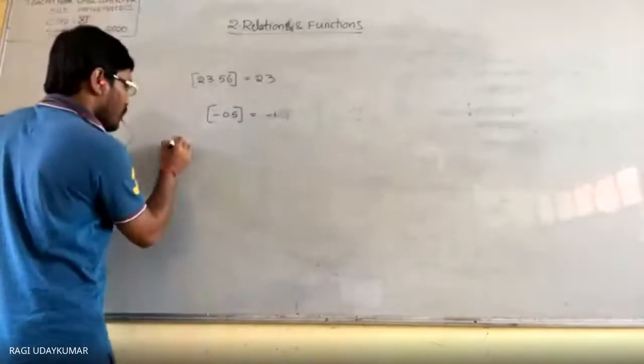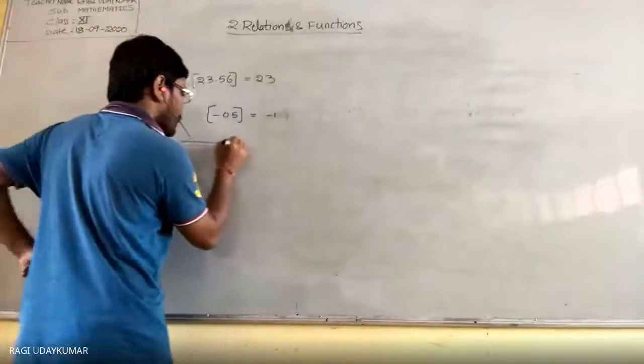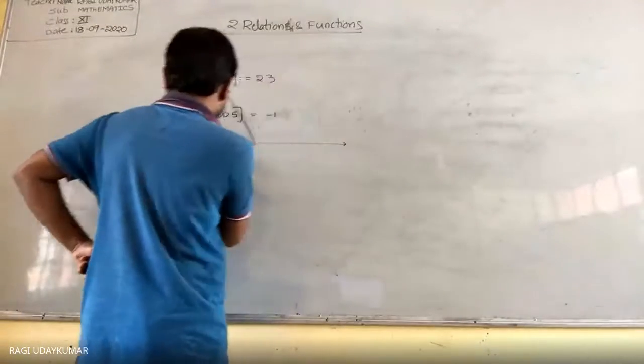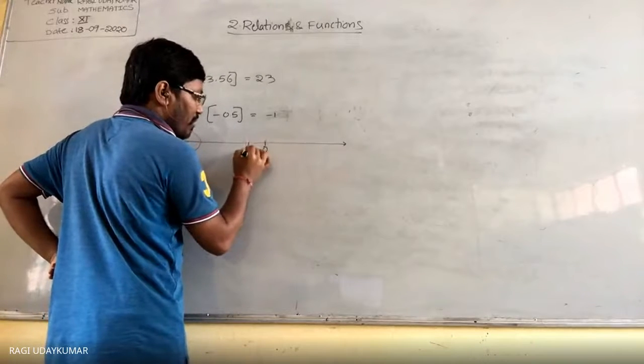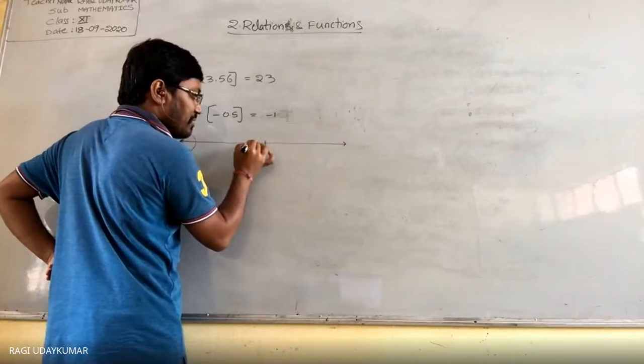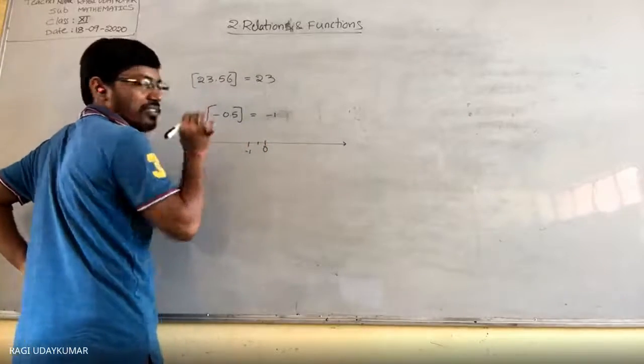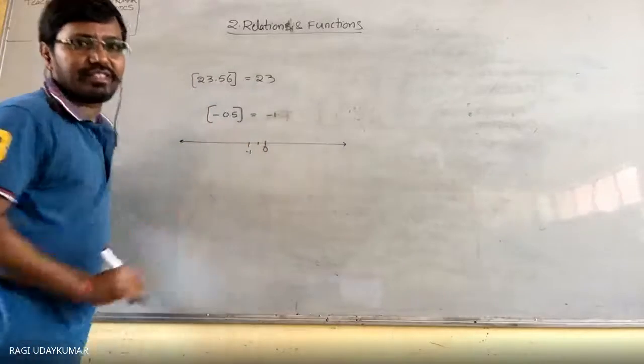What you have to do here, every time, please keep a number line in your mind. This is 0, and 0.5 will be here. On its left side, the first integer is the answer of the greatest integer function.